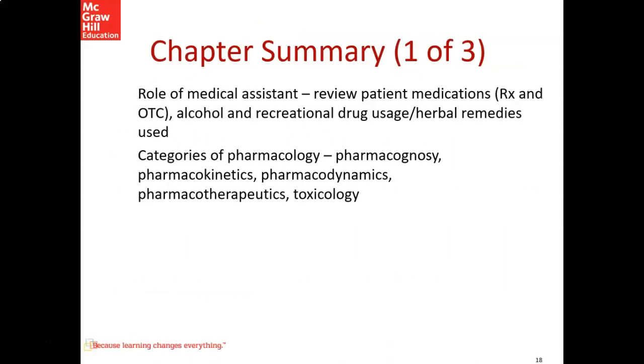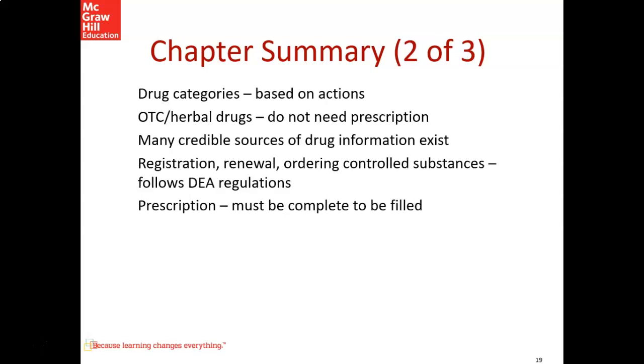Okay, so we kind of ended here. I talked a little bit too long, but things that are important from this chapter are the role of the medical assistant, review the reasons why medical assistants need to understand pharmacology and have a basic knowledge. Make sure you go through all of the words that we talked about: pharmacology, pharmacognosy, kinetic, dynamic, therapeutic, and toxicology, okay? And then the different areas that are sub-areas that are underneath there.